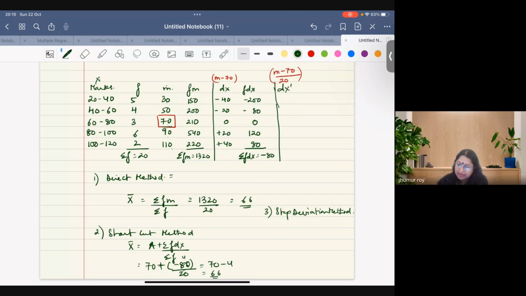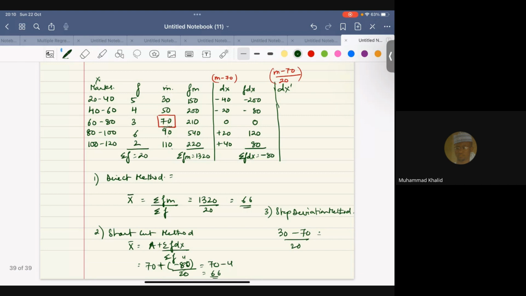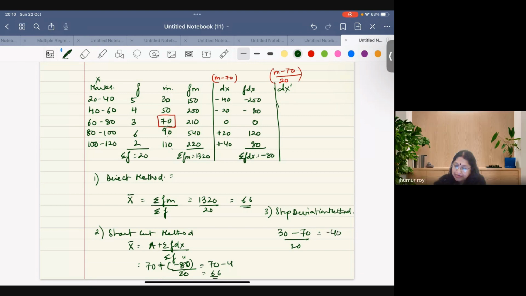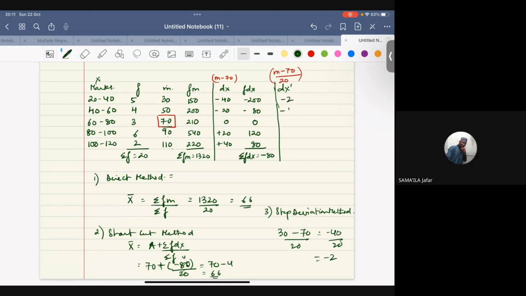Dx dash. Wait, I'll show you. See, the first value will be 30 minus 70 upon 20. What is 30 minus 70? Sorry, it's minus 40. Minus 40 divided by 20, that is minus 2. It will always be like this. Minus 2, next one, minus 1.